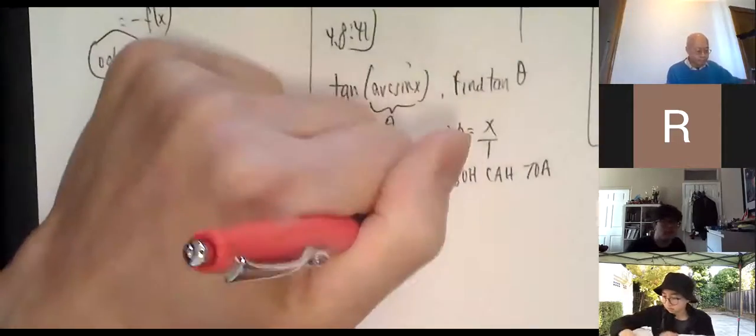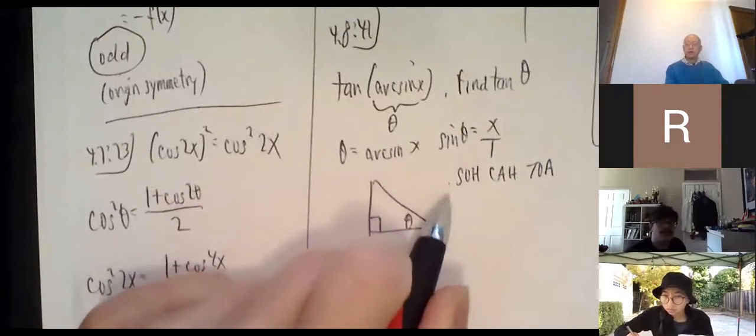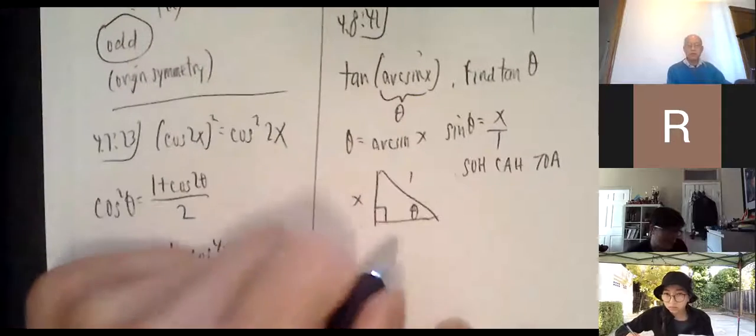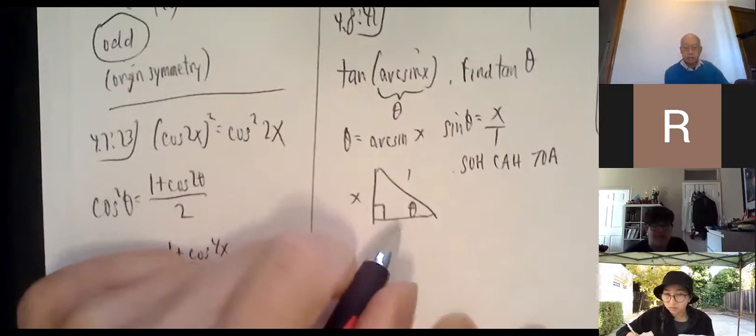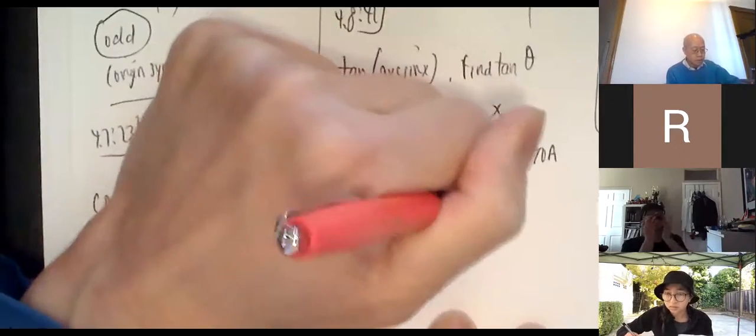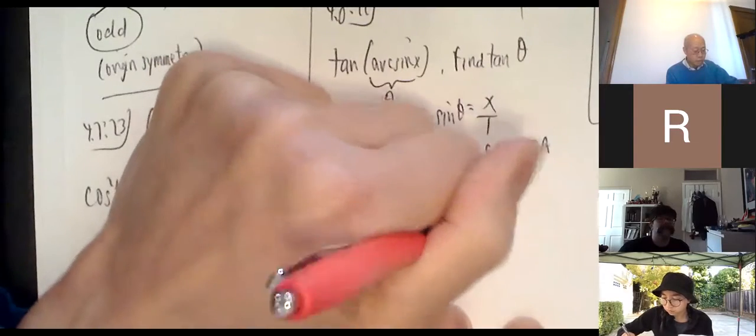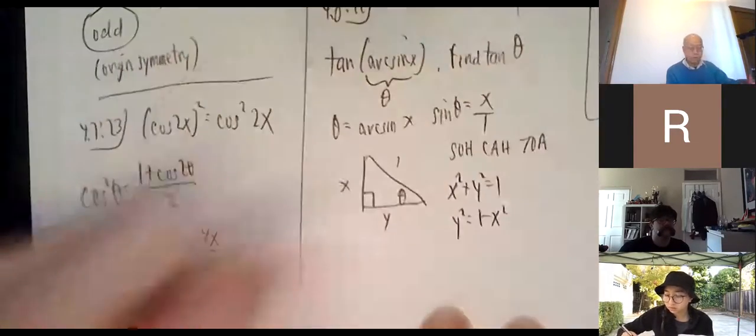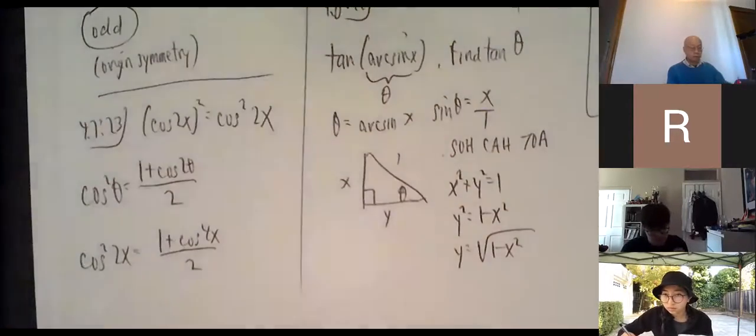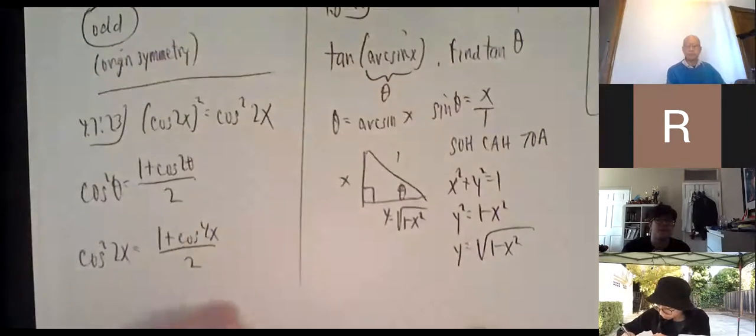SOHCAHTOA, right? Theta. So sine is opposite over hypotenuse. I need to find the adjacent, so temporarily call it y. x squared plus y squared equals 1. Subtract x squared: y squared equals 1 minus x squared. y equals the square root of 1 minus x squared. So this is the radical of 1 minus x squared.